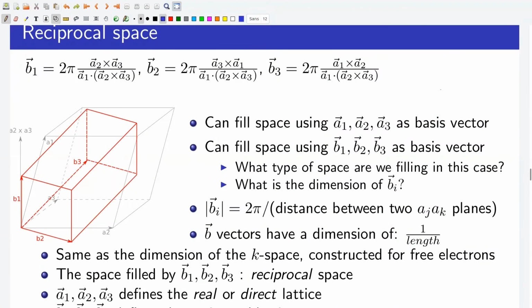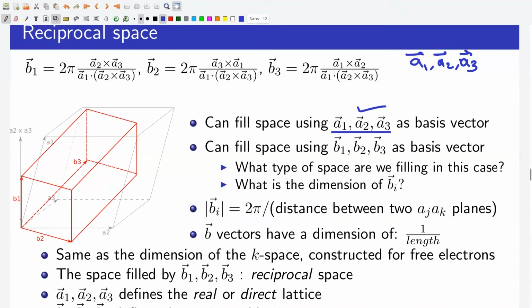Thus, starting from the lattice vectors A1, A2 and A3, we have constructed three vectors B1, B2 and B3. Now, we can fill space using A1, A2, A3 as basis vectors. Correct? So if we take A1, A2, A3 and keep repeating them in space, then we are going to fill the entire space. In this case, it is not too difficult to understand the space filling, as all these vectors A1, A2, A3 have the dimension of length.